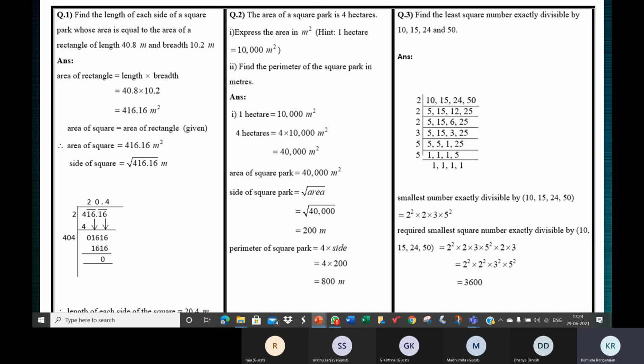Okay, maybe I'll give one and then you can try more. So say there is a rectangle of length 8 meters and breadth 2 meters. What is the area of this rectangle? What will be the area of this rectangle? 16 meters square.